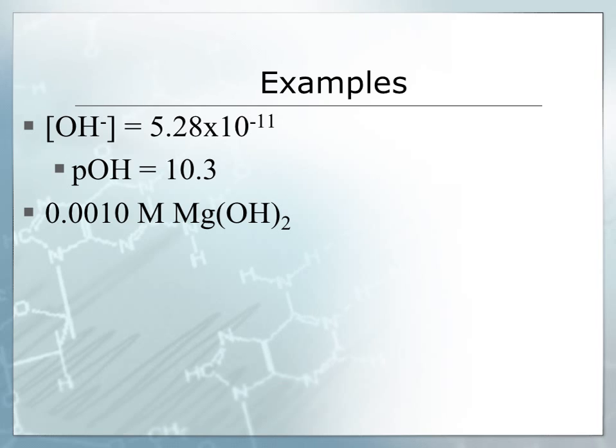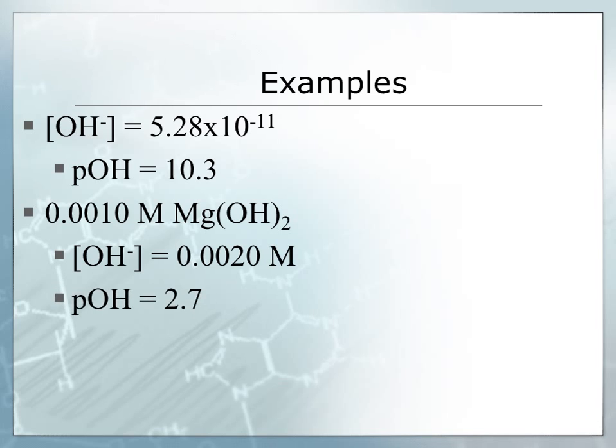Again, take a more realistic example. If we had a 0.0010 molar magnesium hydroxide solution, when magnesium hydroxide dissociates, being a strong base, for every one magnesium hydroxide you actually get 2 hydroxide ions. So when we take the logarithm, we're actually going to be using 0.0020 molar, again because it's a 1:2 ratio of magnesium hydroxide to hydroxide ions.